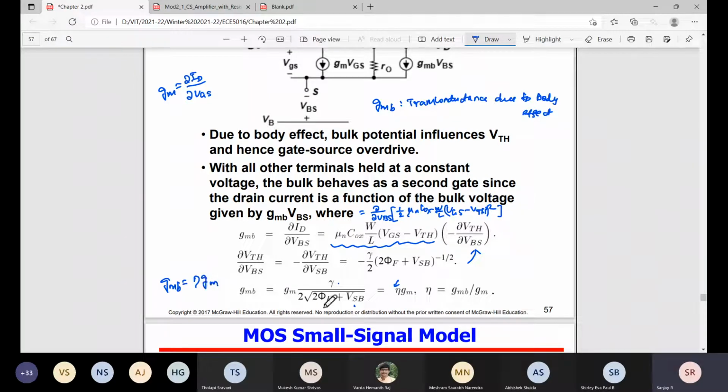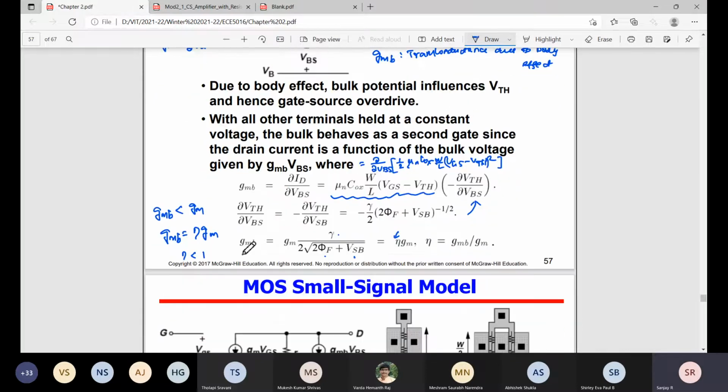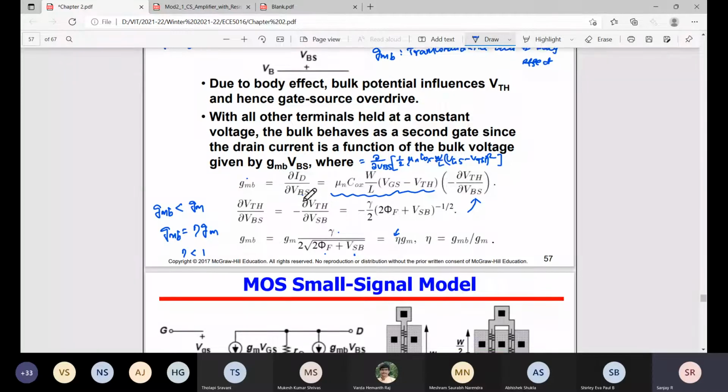Here eta is always less than 1. So the body effect transconductance is some multiplier of gm, and that multiplier is very small. It is a fraction of gm, so gmb is a very small value. How do we represent this gmb in the model? What is gmb? It is with respect to the body source voltage. So how can I write it? How do we represent gm?